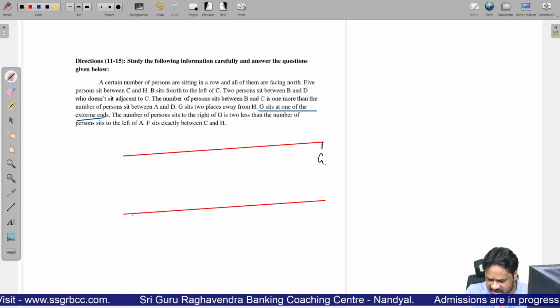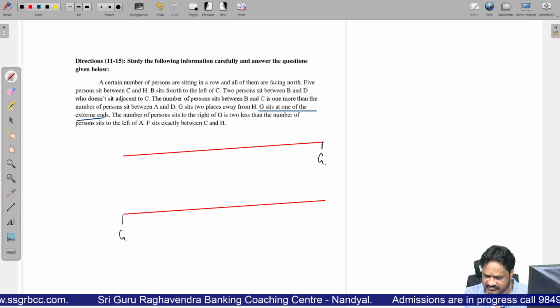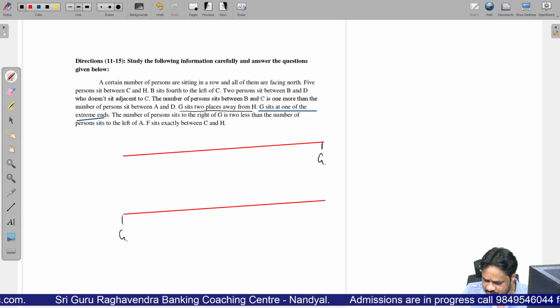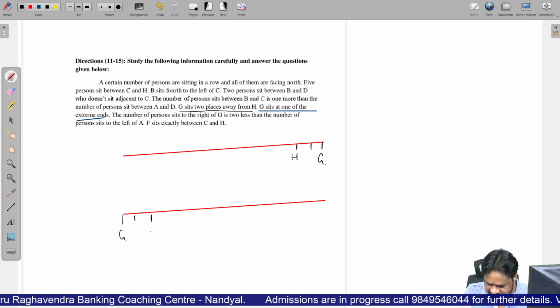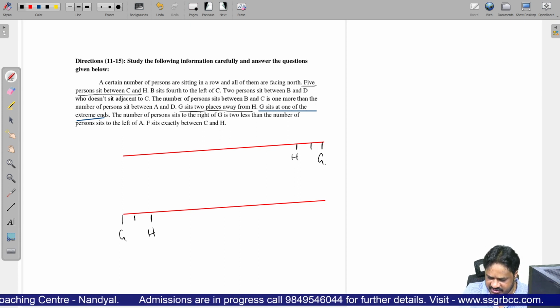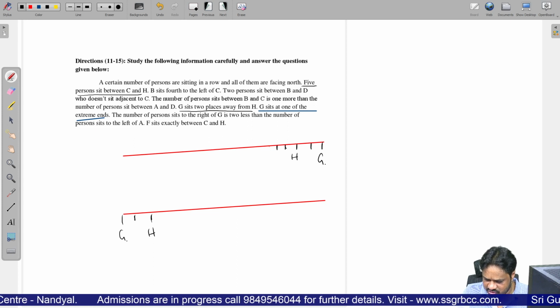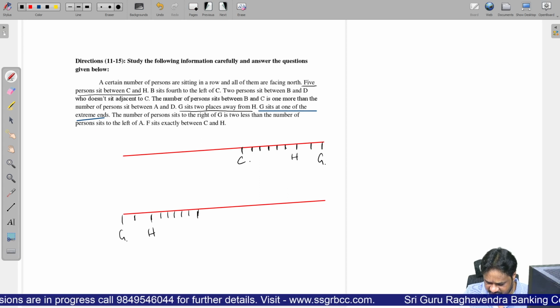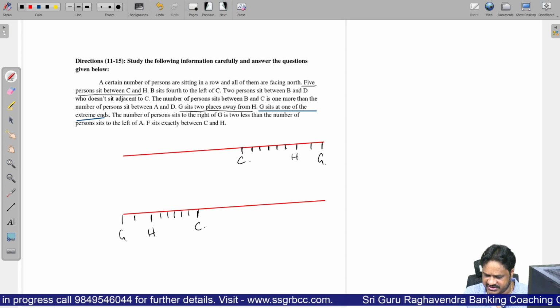That can be either left end or right end. Then G is two places away from H. That is the next one. Then five persons are there between C and H. 1, 2, 3, 4, 5.